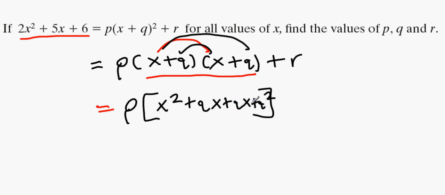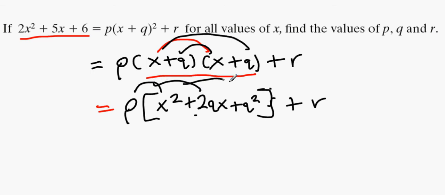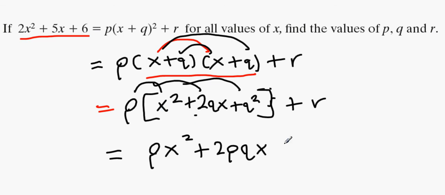Now what I can do to the middle here is I can see that there's two qx's. So it's going to be equal to 2qx. Okay, so 2qx plus q squared, plus r. Let's multiply these out. So we're going to get px squared. Multiply this and we're going to get 2pqx plus pq squared plus r.